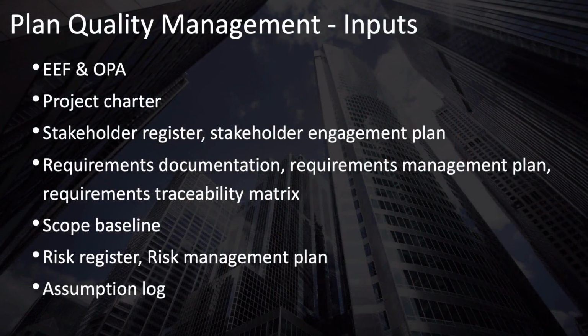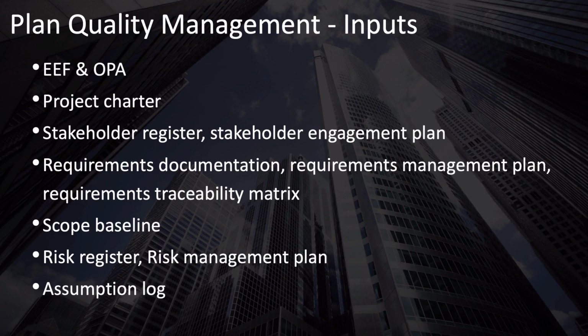In addition, there are several other documents you should review for quality requirements. These include your project charter, which has in it your project objectives, which should be measurable, your product characteristics, approval requirements, and project success criteria. Also look at your stakeholder register and stakeholder engagement plan to find out who you need to talk to and how in order to elicit quality requirements.